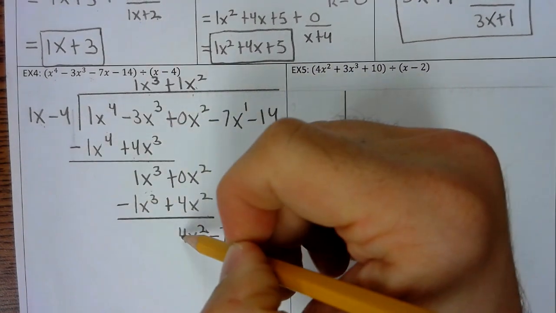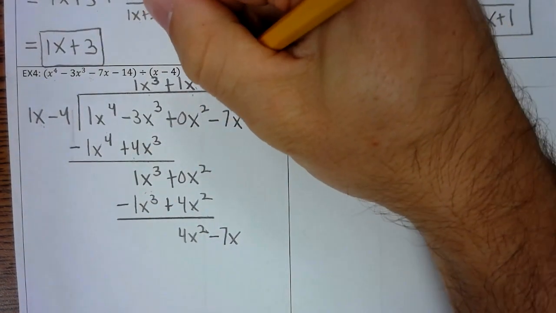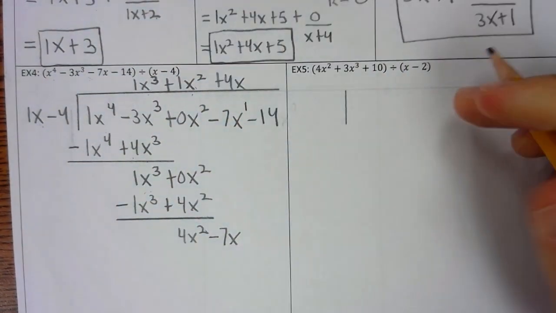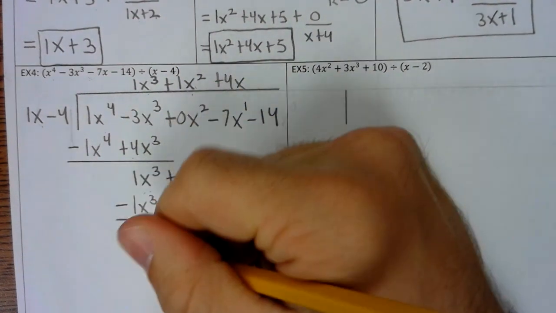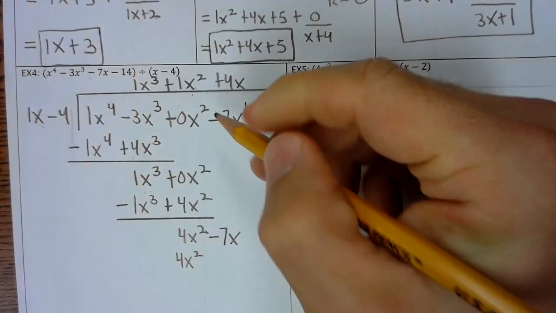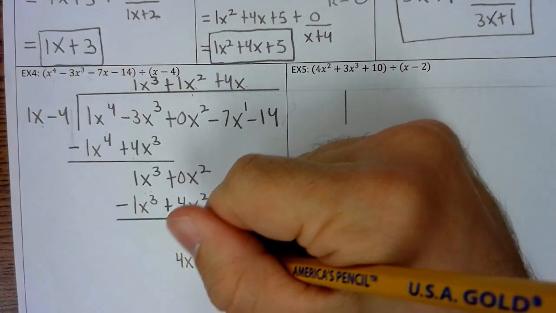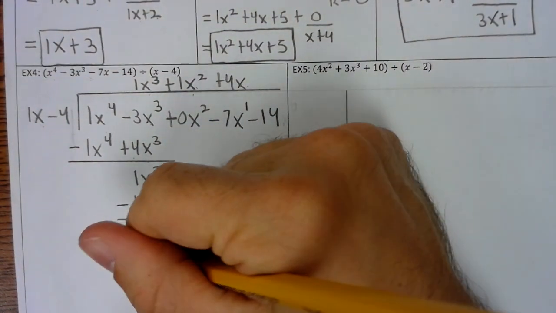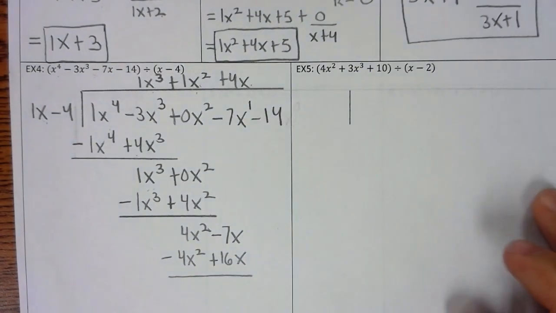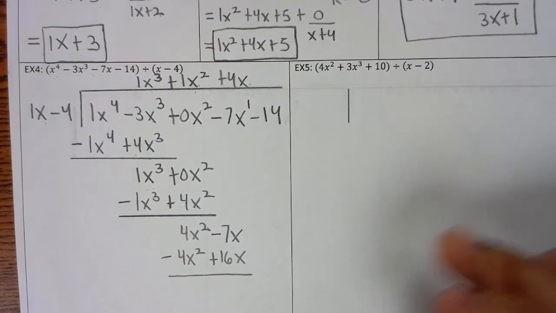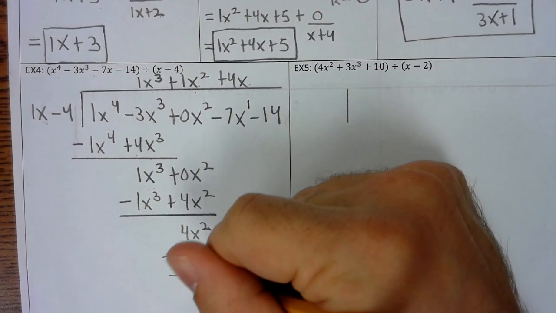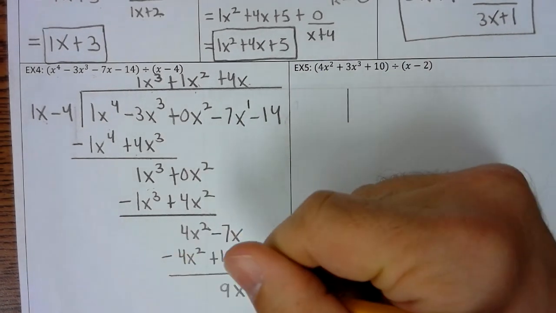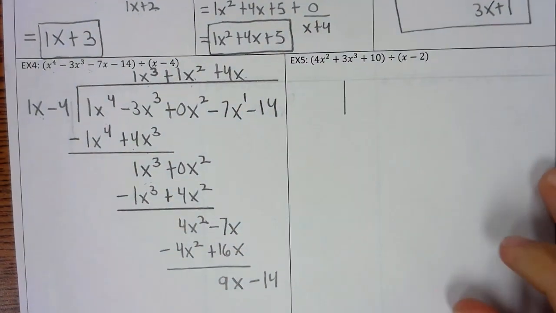4x squared divided by 1x is 4x. Now we multiply. 4x times 1x is 4x squared. 4x times negative 4 is a negative 16x. And now we subtract. When you subtract the negative, it becomes positive. Negative 7x plus 16x is 9x. And then bring down the minus 14.